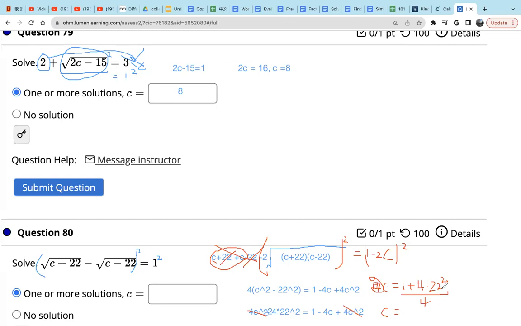So in the numerator, we can calculate 22 squared. 22 times 22 is 484.